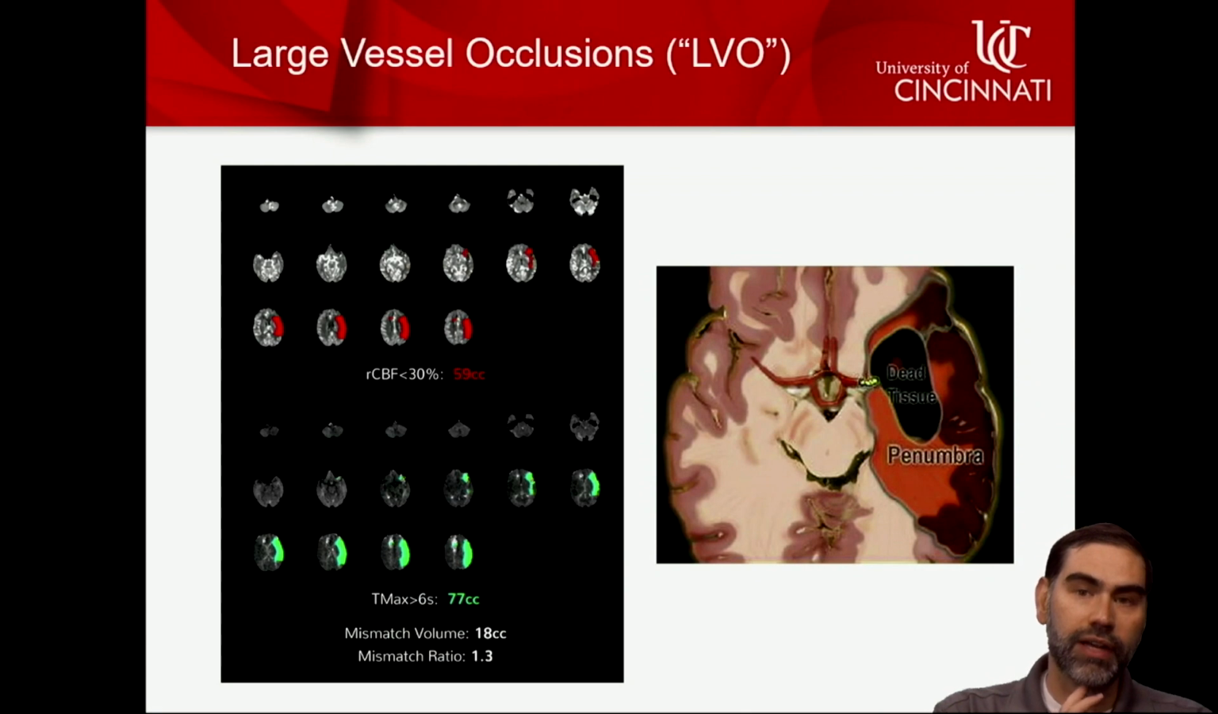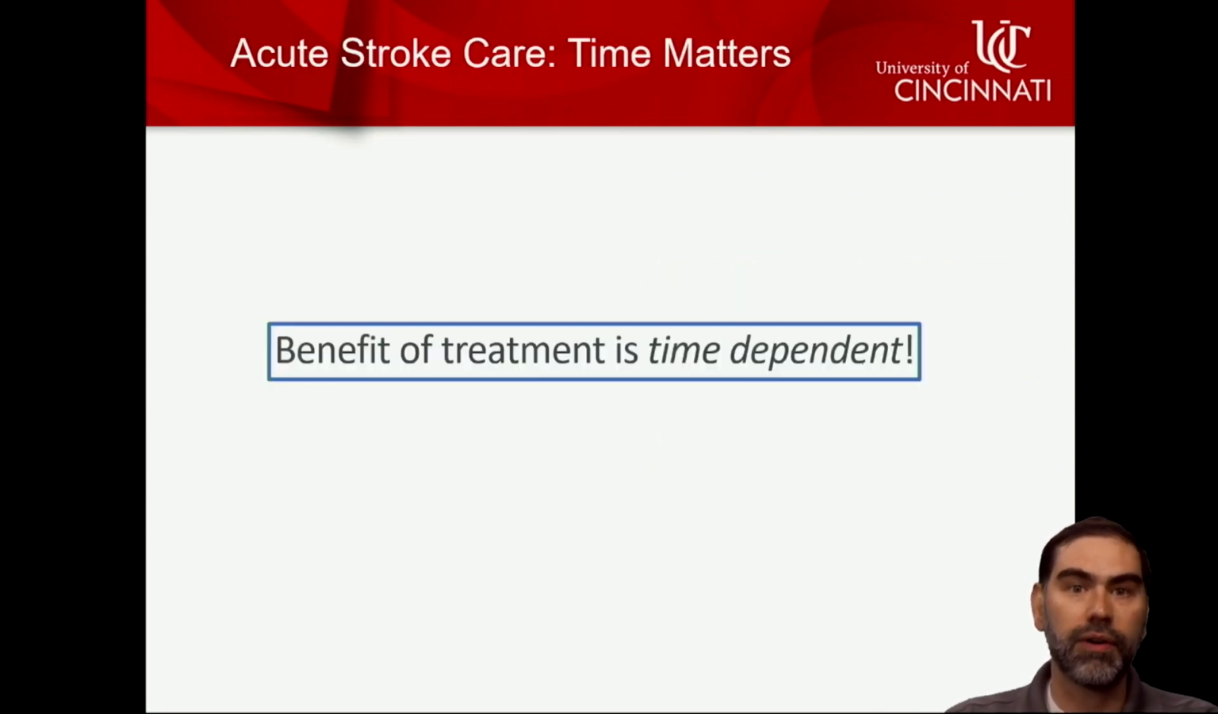And those are patients that they will go in and do endovascular even up to 24 hours. So even at 24 hours, if I have a really small core, that red area, compared to the green area, the penumbra, those patients, across the board, had the potential for benefit even up to 24 hours. So benefit of treatment is time dependent. That's why we push for those scans and rapid evaluations.